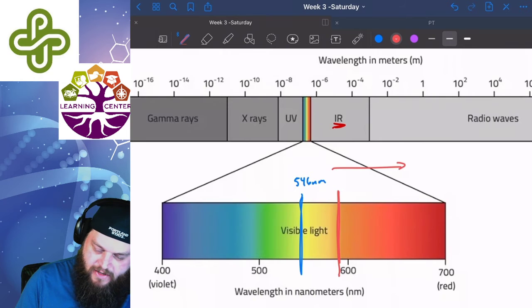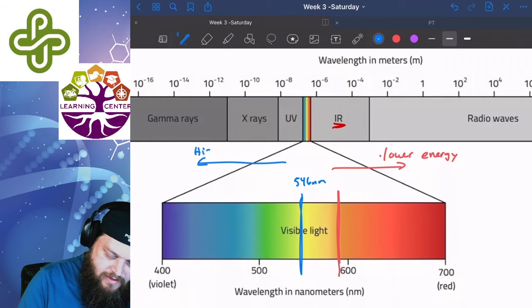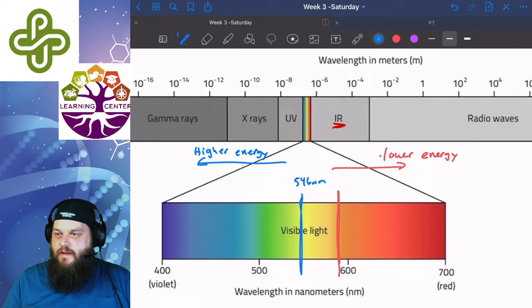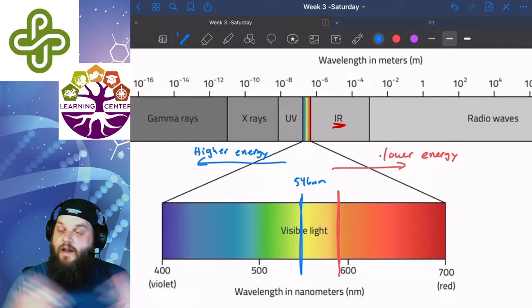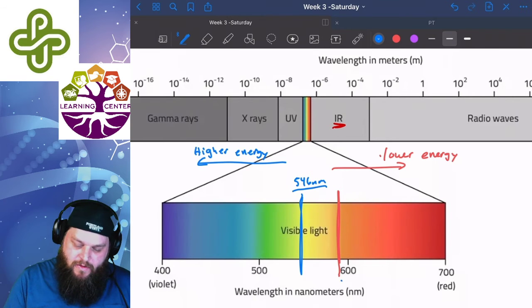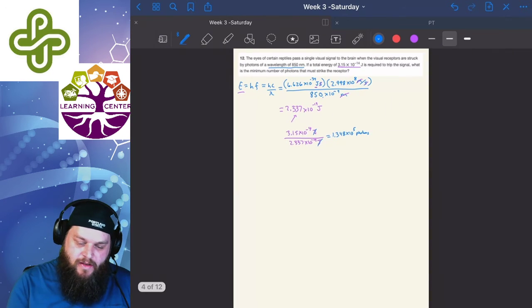Remember, going this direction, it's lower energy. Or if I go up this direction here, this is higher energy. The shorter the wavelength, the higher the energy. The higher the frequency, the higher the energy. The shorter the wavelength, the higher the frequency. So here, since the orange light is over here, lower in energy than our 546 nanometer threshold that we have, we can say that orange light is not going to do that. Orange light is not going to expel any electrons from there.